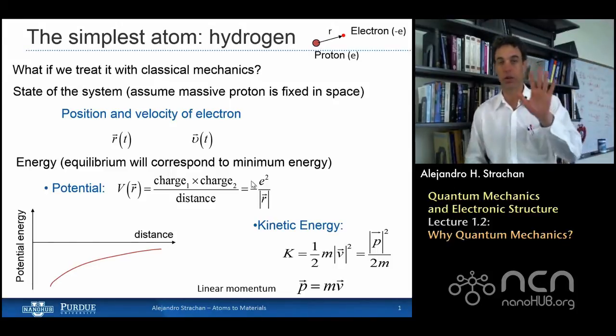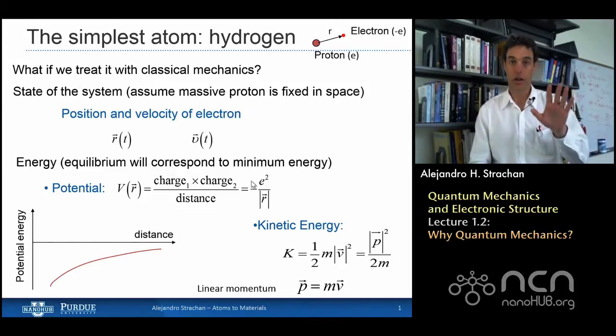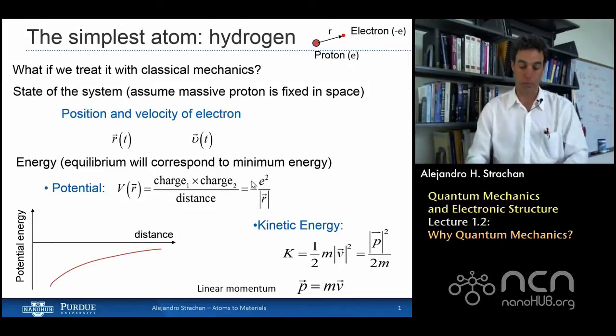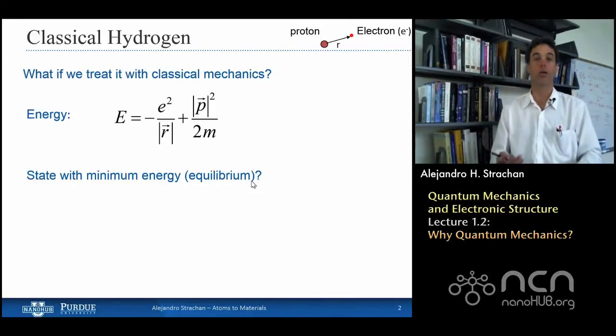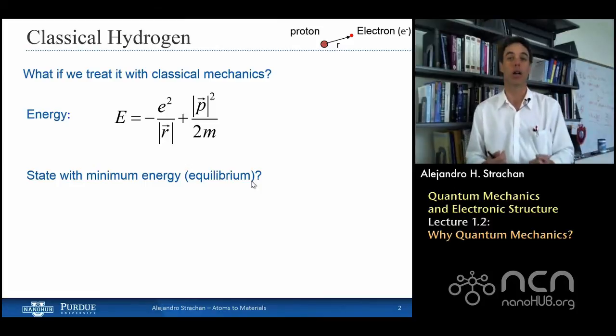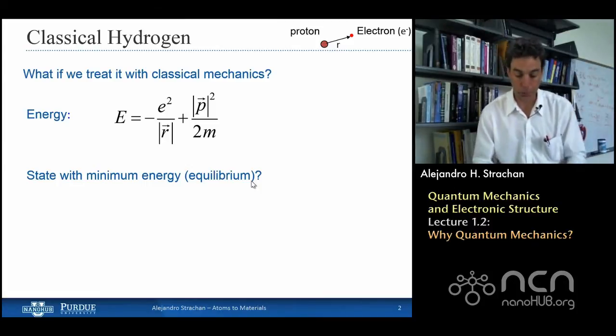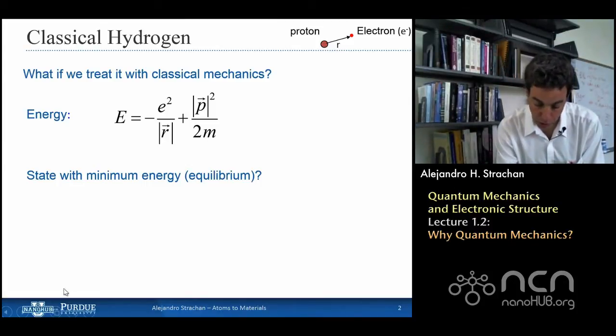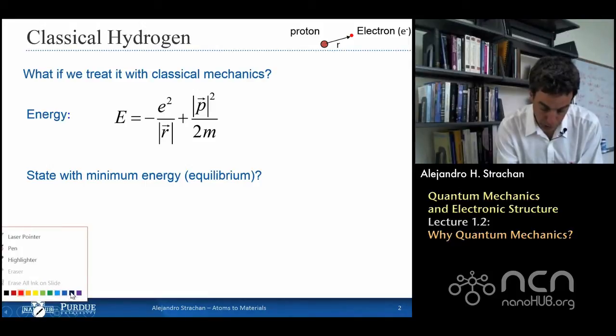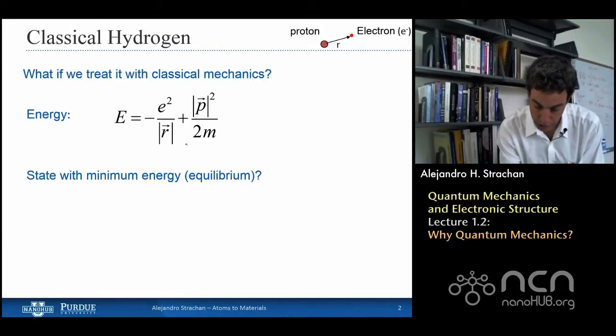We have an expression for the potential and the kinetic energy. If we add them up, we get the total energy. And now what I'm going to do is try to minimize this energy. Okay, so let's call the kinetic energy K. So, minimizing K.